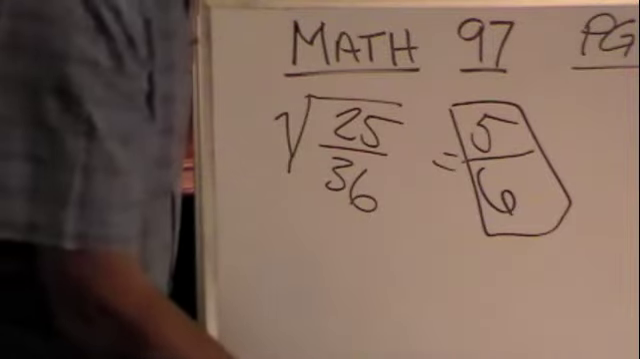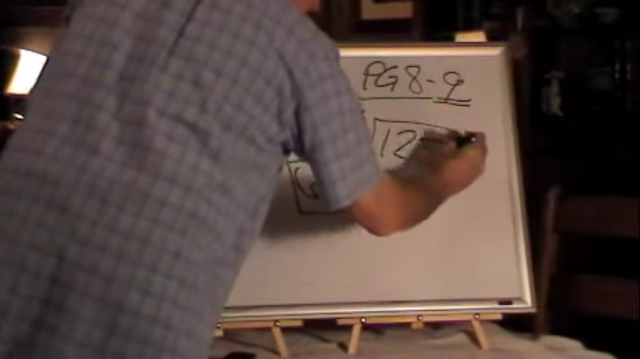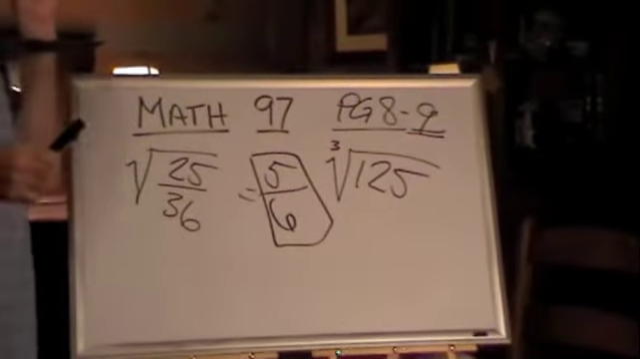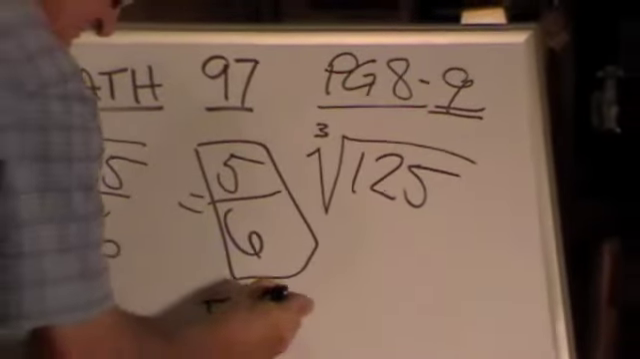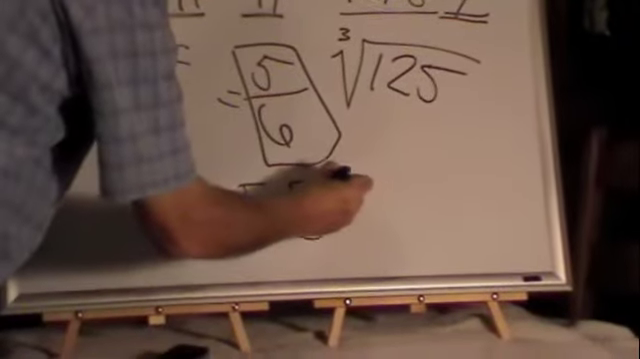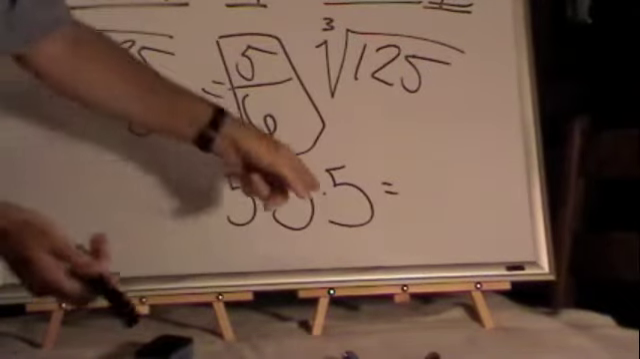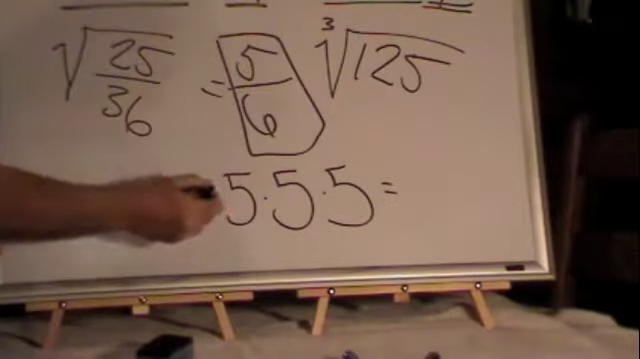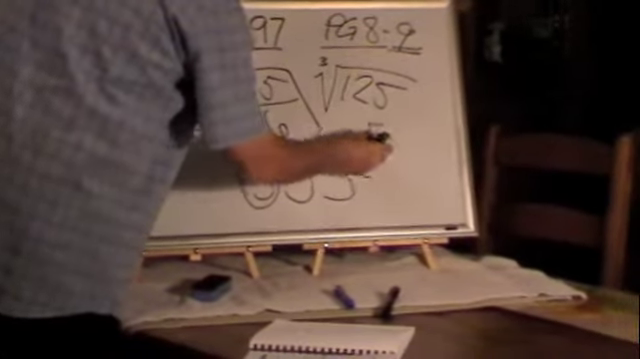Now, another one that you might not know would be the cube root of 125. What is the cube root of 125? Some of you know that. Some of you may not. 5 times 5 times 5. 5 times 5 is 25. And 5 times 25 is 125. So the cube root is one of those little turkeys right there. The answer, of course, is 5. Now you got that memorized.